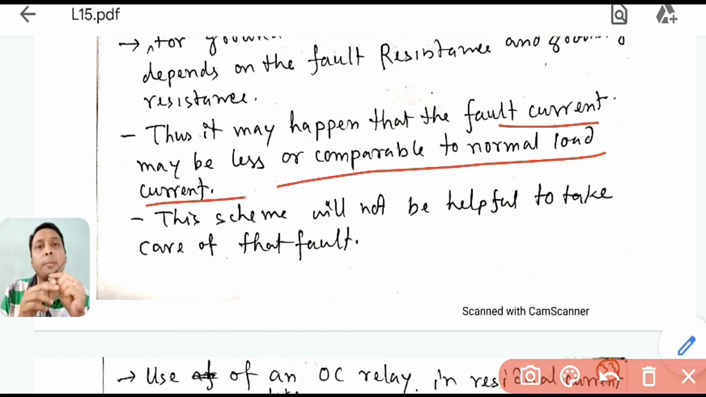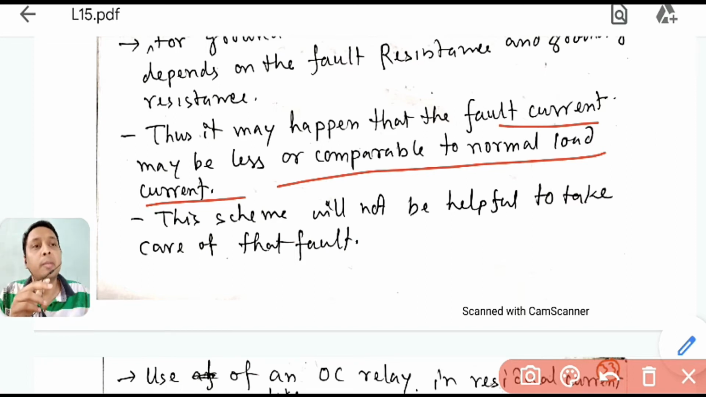You can think of this: suppose the load is very low, and you have set the current setting for 100 ampere, but your load is taking only 10-20 ampere. Then a fault occurs and 50-60 ampere comes. Overall, the total will be 80 ampere, which will be below the 100 ampere setting you have given. So even if there is a fault, the system cannot detect it.